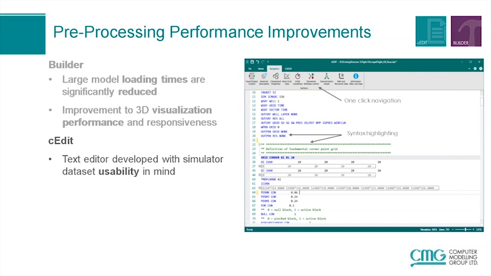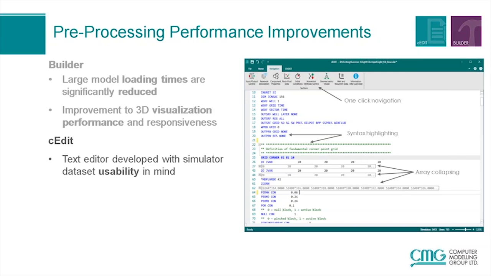Another improvement we've added is the highlighting of the syntax. So when you open a CMG dataset in CEdit, it will highlight your keywords blue. It will leave all the corresponding data or numerical data black, and any comments show up as green. So with these, you can quickly look at your model and you can see what you can change and what you cannot change.